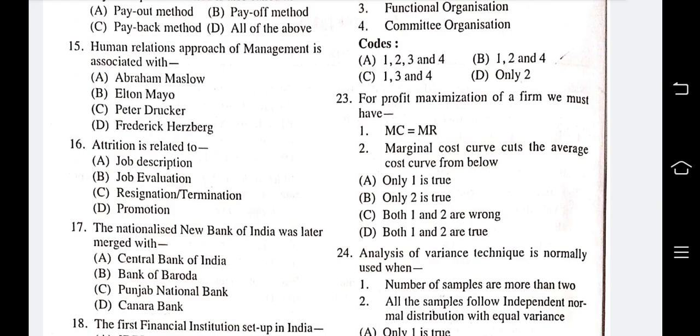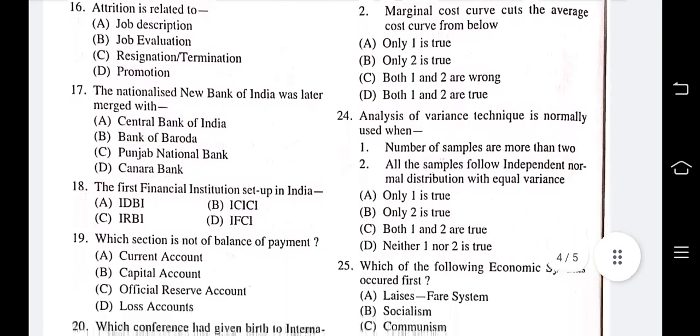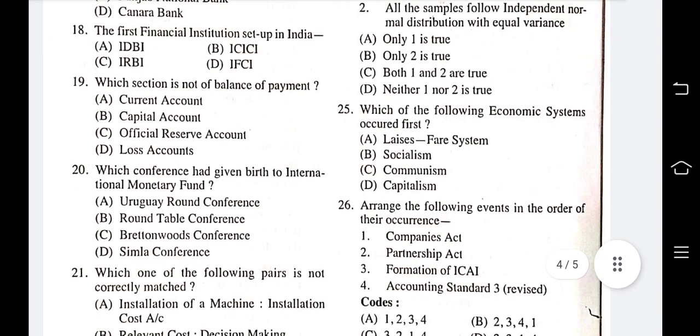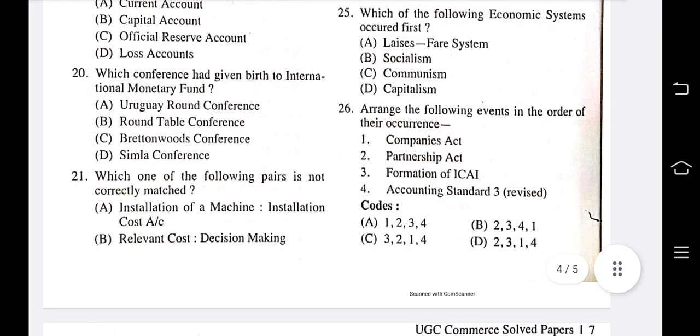17. The nationalized New Bank of India was later merged with, the answer is C, Punjab National Bank. Here, the first financial institution set up in India is IFCI. Which section is not a balance of payment loss account? 20. Which conference had given birth to the International Monetary Fund? Bretton Woods Conference.